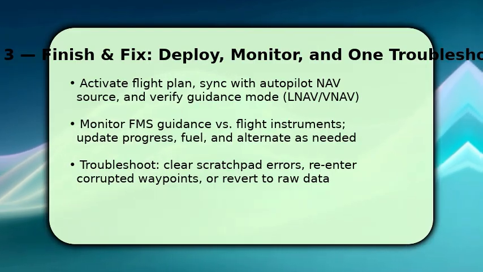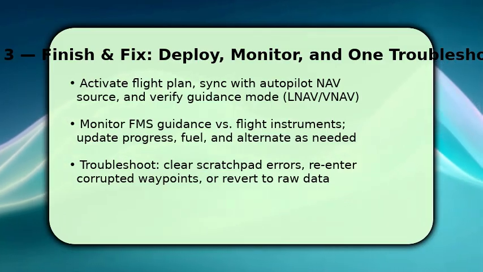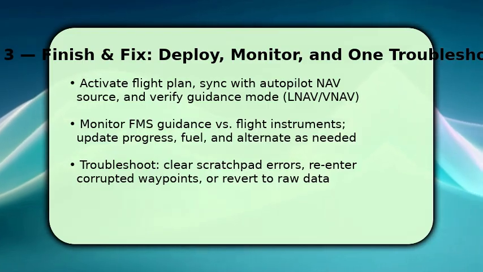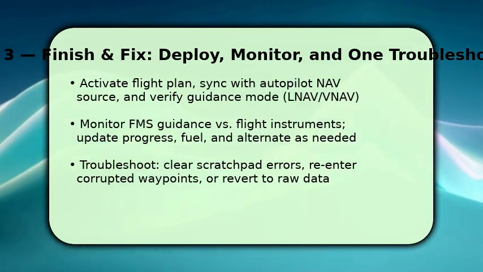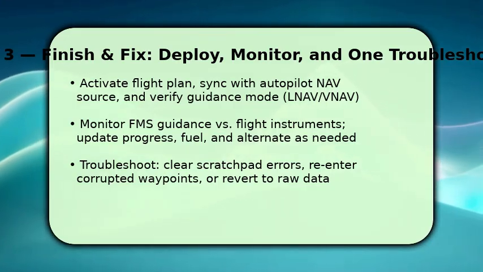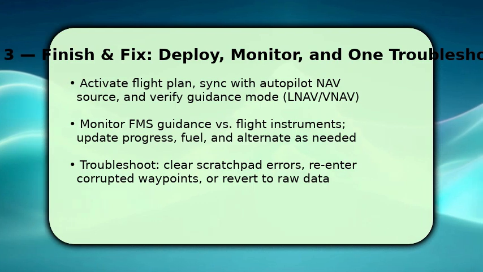During flight, monitor FMS guidance against primary flight instruments, update fuel and progress entries, and adjust if ATC assigns deviations. If the FMC displays a scratch pad or route error, clear the message. Re-enter the affected waypoint or load raw data from the radio nav. If unresolved, use standby nav.